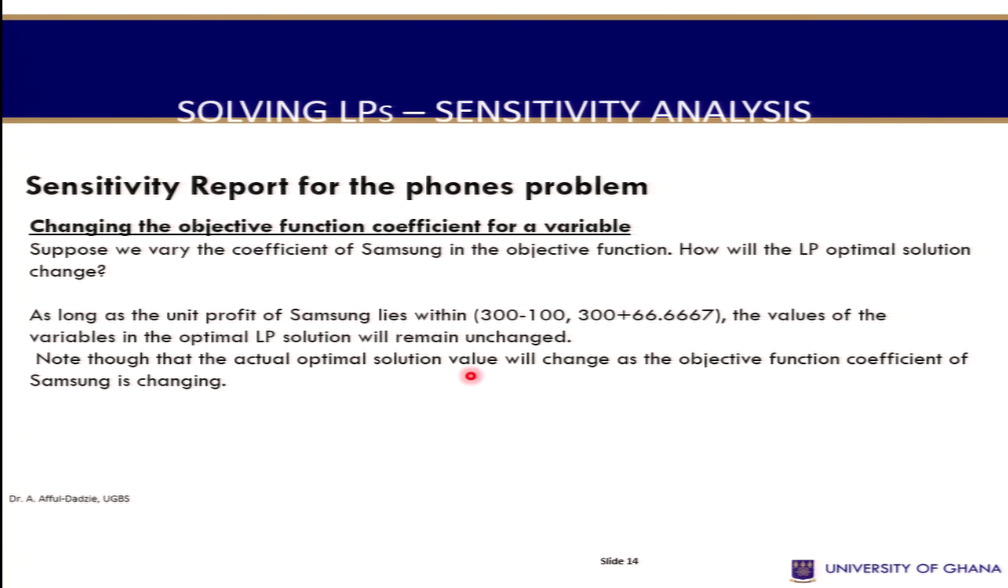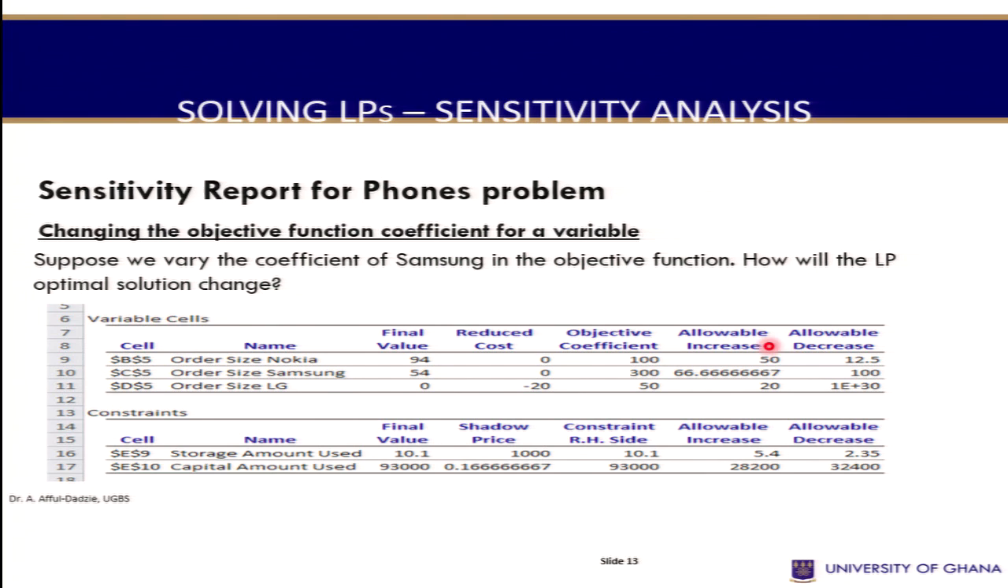However, a note of caution: although the solution will not change, the objective value will change because the coefficients of the objective function are changing. If this one changes from, say, 100 to 130, it wouldn't affect the final value in any way. But because the objective coefficient has changed, it's going to change the total profit. That means your total profit could change, but you'll still be required to order 94, 54, and zero LGs to maximize your profit.